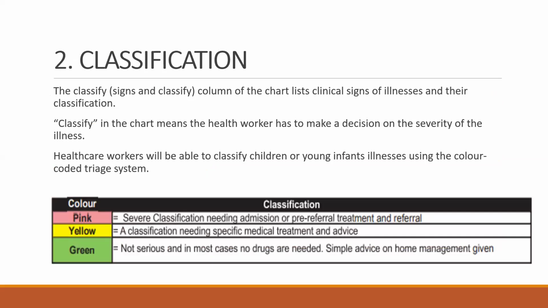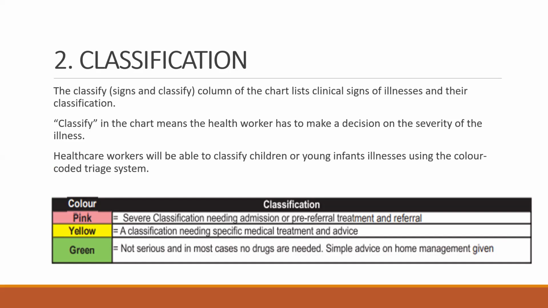Classification. So in the next step, the classify column of the chart lists the clinical signs of illnesses and their classification. Classify in the chart means that the healthcare worker has to make a decision on the severity of the illness. The healthcare workers will be able to classify children or young infant illnesses using the color coded triage system. So it has three colors.